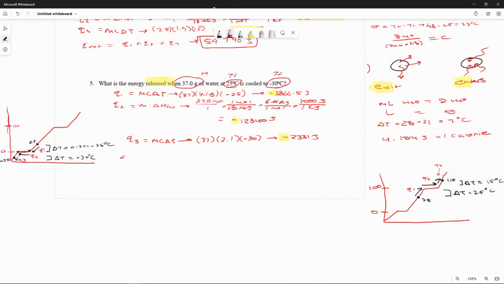All right, so now all we got to do to find Q total is Q1 plus Q2 plus Q3, which is negative 3,866.5 plus negative 12,340 plus negative 2,331. And you should end up with a total value of negative 18,537.5 joules, since we add all this together. So this is the amount of energy and heat released when the water is cooled.